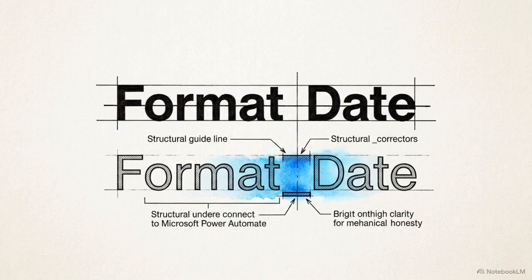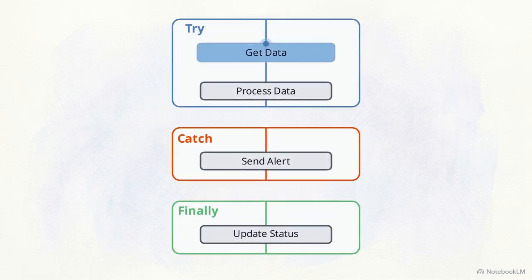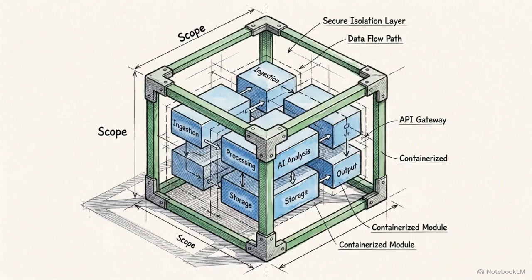When referencing these actions in an expression, any spaces in the action name must be replaced with underscores. Scopes are used to group these actions into try, catch, and finally blocks. By configuring the run after settings, you can control how the workflow handles timeouts and failures. Isolating logic within scopes creates a modular architecture that is easier to test and more resilient to runtime errors.